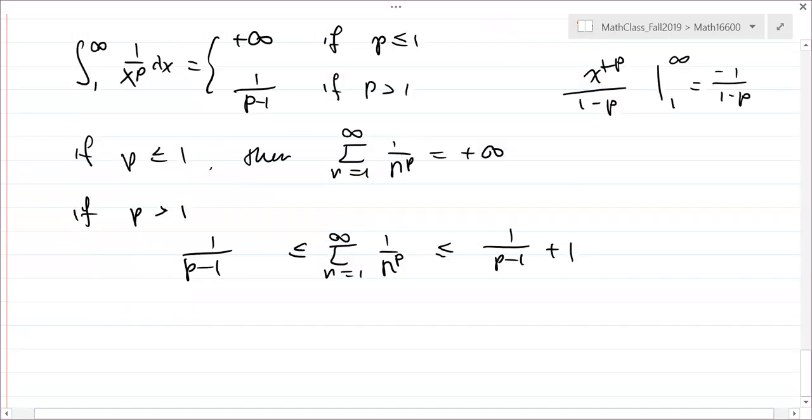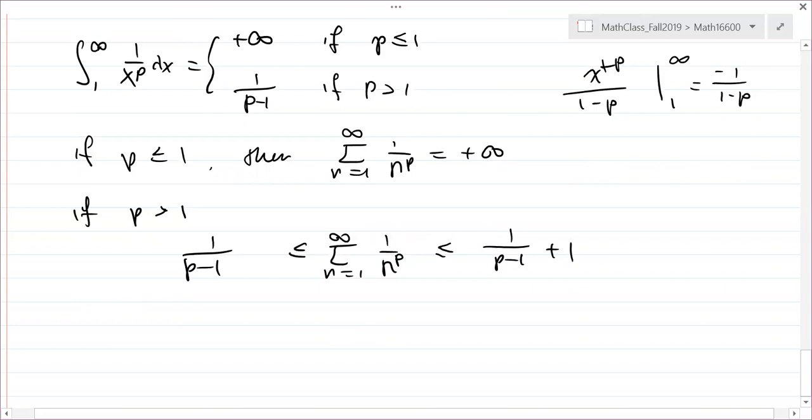Not only is it convergent, we can even get an estimate. Of course, when p is very close to 1, the estimate is pretty good. The error is less than 1, at least. When p is very large, this is not a good estimate. You see the error is 1, and the value itself is also very small. When p is close to 1, it's a good estimate, actually.